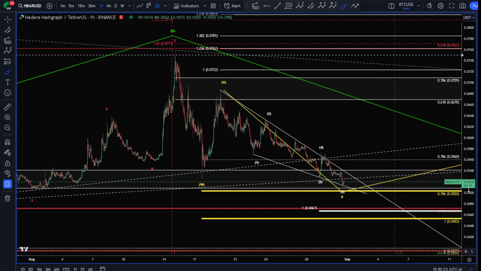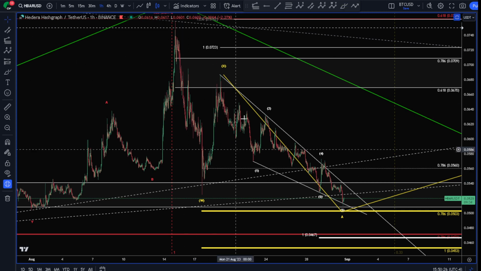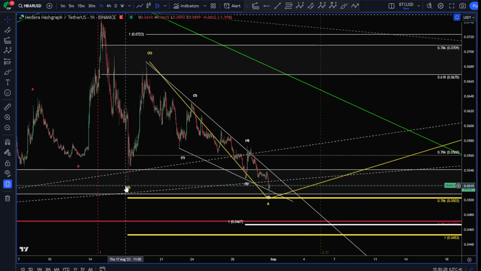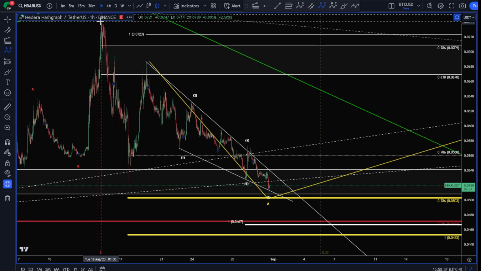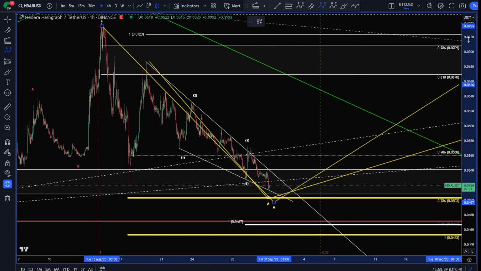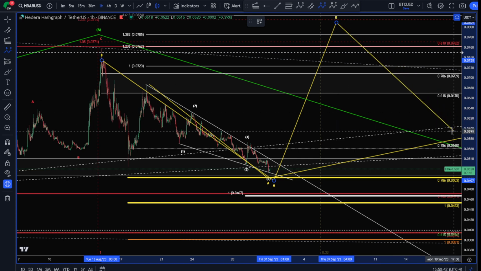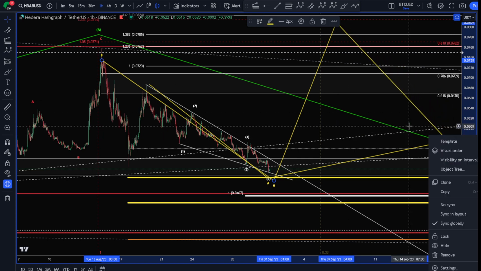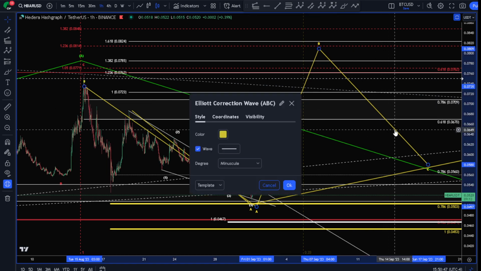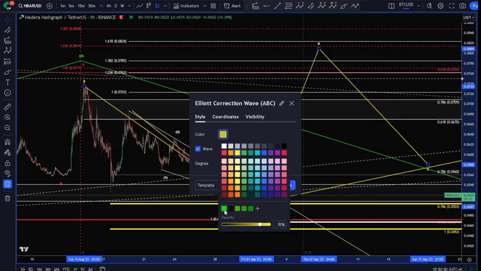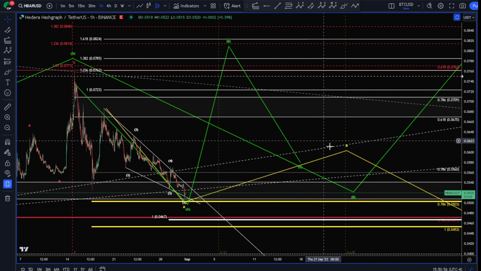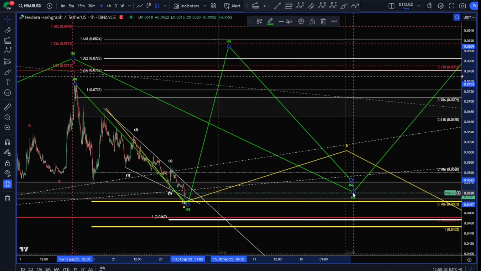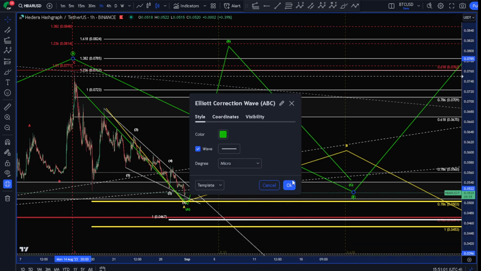That's going to be my primary currently, just because of the ending diagonal here. We have potentially a flat wave A. So I'm going to relabel this, make this a little bit bigger here. So this is our A wave. B is going to come to at least 1.05, and our C wave here. Let's change that. We'll go green, so micro. And that would line up to this move here in the larger degree.